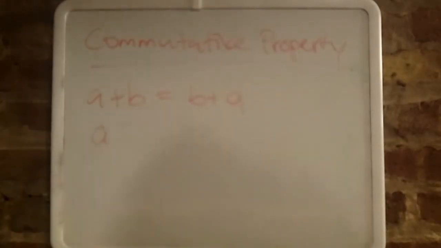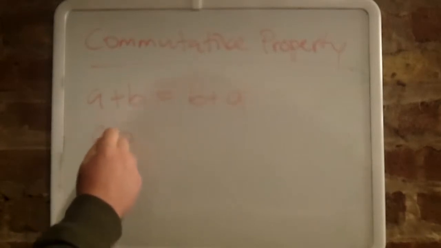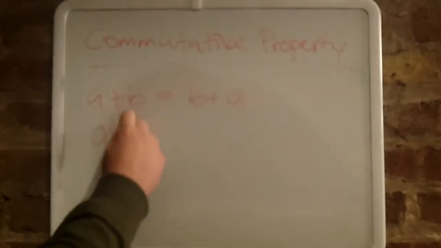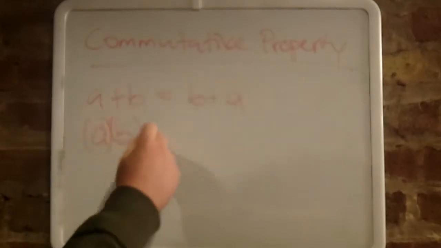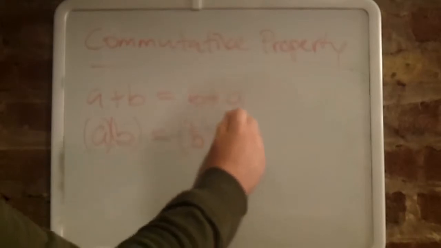I'm going to stop using x. When you get to algebra, you stop using x to indicate multiplication. So you can either use a dot, or you can just write the two numbers next to each other like this, or in parentheses. I'll use parentheses. A times b is the same as b times a.